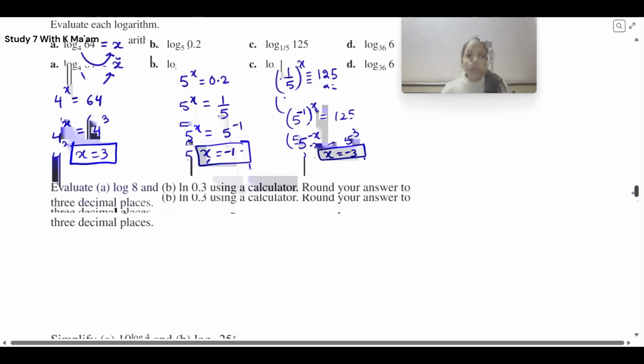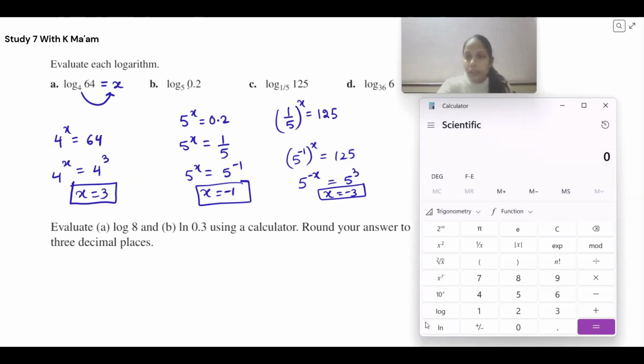We have to evaluate this using a calculator. We have to round the answer up to 3 decimal places also. So first, log 8. In your calculator, you must have 2 logs, ln and log. We are using log. Log 8 is 0.9030. I have to write up to 3 decimal places. The fourth digit is a 0, not 5 or greater, so I will write the answer as 0.903.